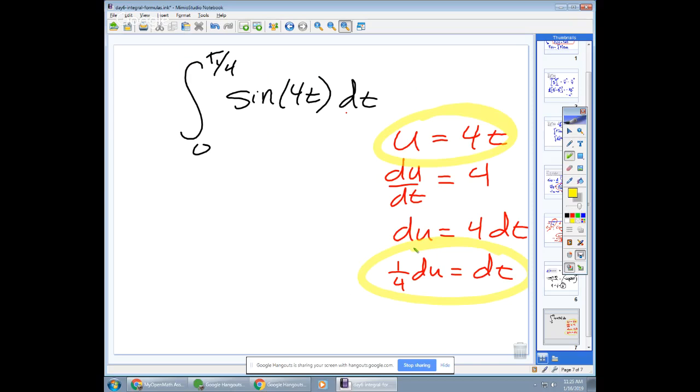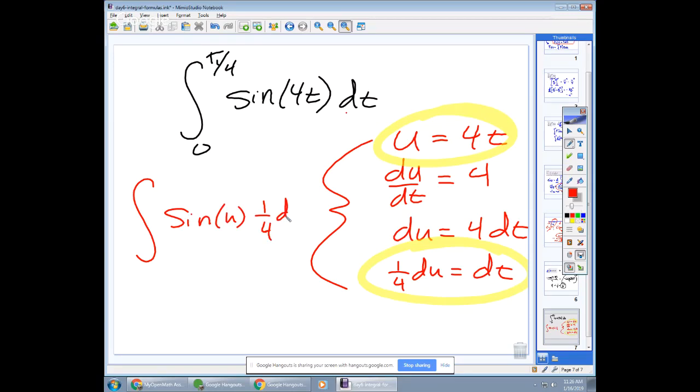With those two things. And I recorded a video yesterday for tomorrow that I'll make sure everybody gets, where I do a whole bunch of these. And I show when it works and when it doesn't. So then I can rewrite this as the integral of the sine of u, and then dt is replaced by a 1/4 du.